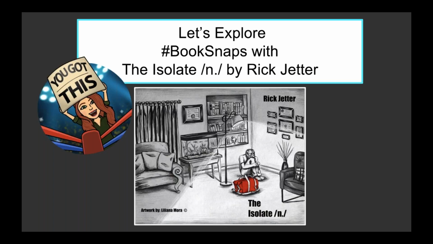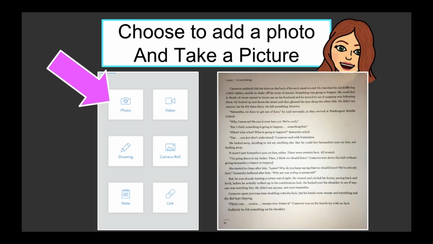So I don't recommend that they BookSnap every single page. However, when they BookSnap, and I found this to be true for myself, you remember that piece, you remember that scene. So we're going to explore BookSnaps. I'm actually going to use a friend of mine, Rick Jetter. He wrote this fourth grade through 8th grade novel called The Isolate. It's about a little guy with autism, and we're going to share just an excerpt of this book.